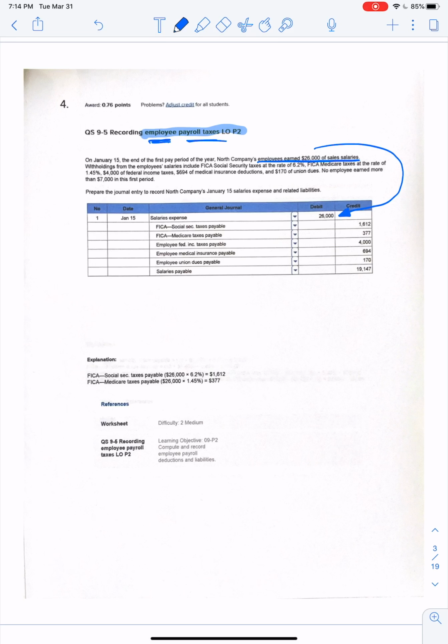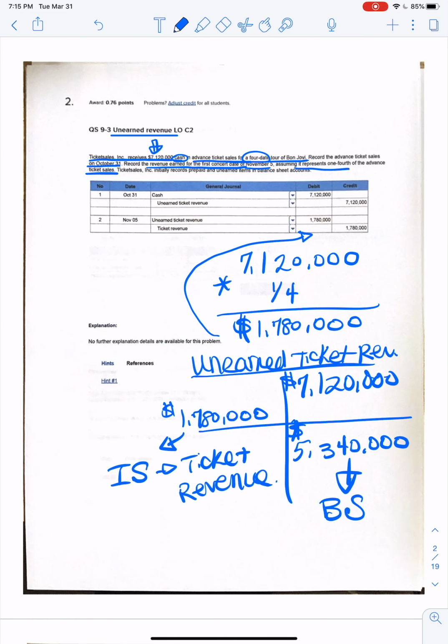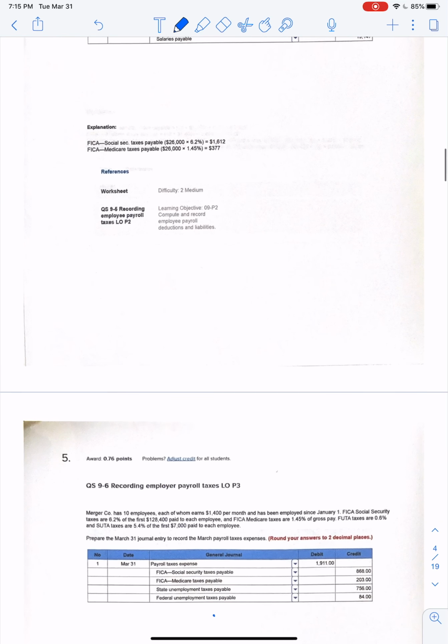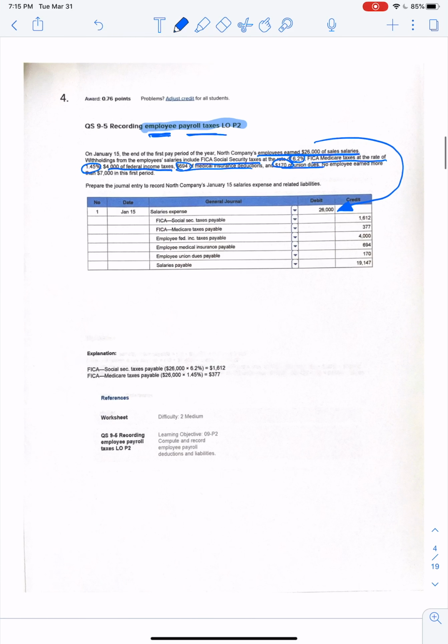So in this case, it tells me withholdings from the employee's salaries include FICA Social Security taxes at the rate of 6.2%, FICA Medicare taxes at the rate of 1.45%, $4,000 of federal income taxes, $694 of medical insurance deductions, and $170 of union dues. Now, if you've ever worked, and you looked at your check stub, what you'll see is a lot of these items will be coming out of your paycheck.